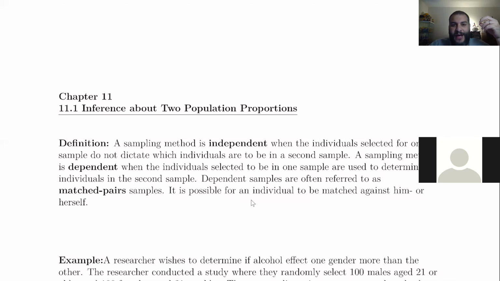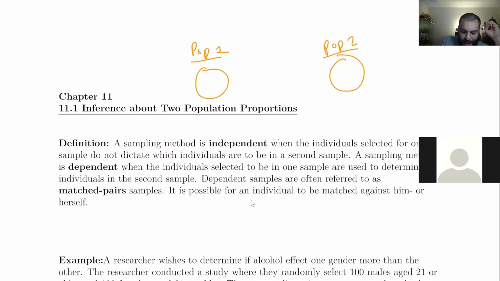You are going to encounter cases where the samples could be independent or they could be dependent. What I mean by independent is that we have our two populations, population 1 and population 2, and they don't interfere with each other. If I pick somebody from population 1, it shouldn't affect the person that I choose from population 2.